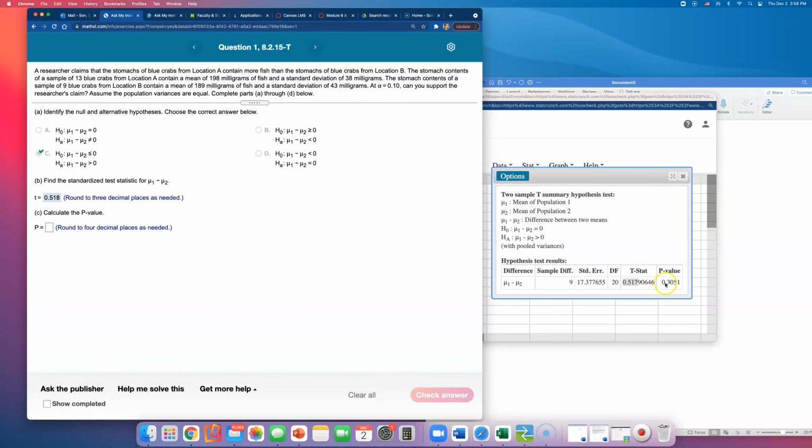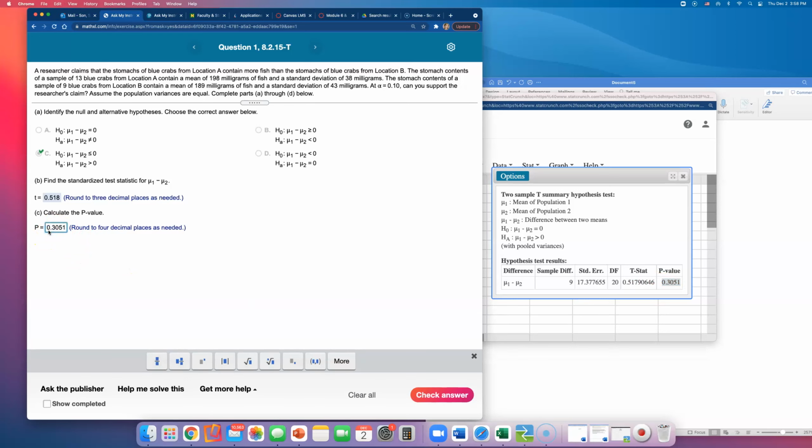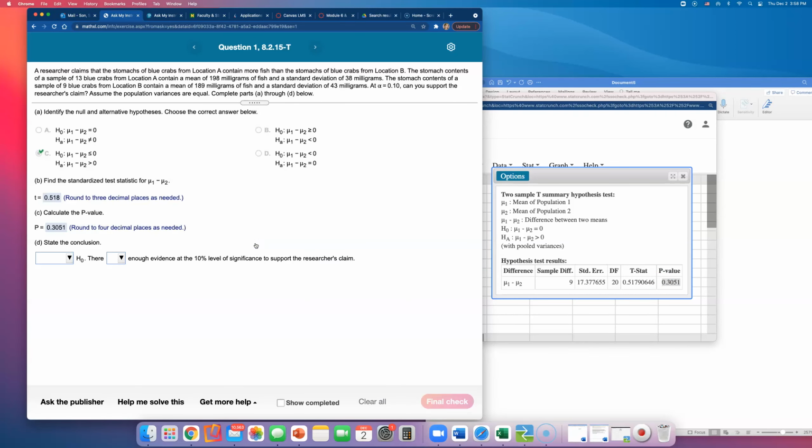And let's go on. The p-value is 0.3051. It's too big. It's way too big. Look, compared to the 10%, 30% is way too big. We're going to have to say we failed to reject. Whenever the p-value is greater than the alpha level, you fail to reject. We don't have any evidence. There isn't evidence at the 10% level of significance to support the researcher's claim. Honestly, I really didn't care about reading this part. All I know is that when you fail to reject, we just have no evidence.